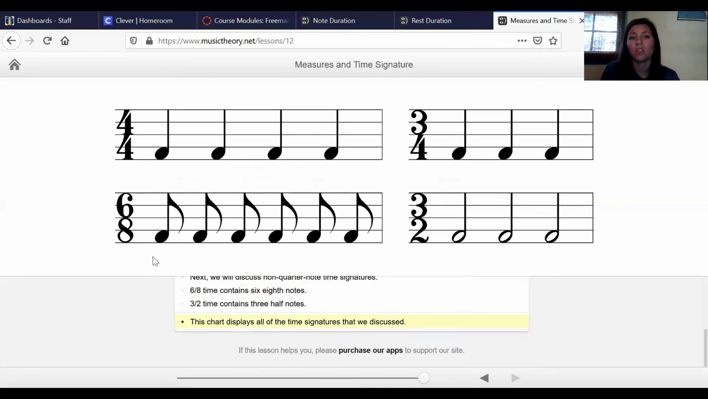And this is just showing you how it's all divided up. So remember, 4/4 time or common time, we have 4 beats per measure. The quarter note is what is getting the beat. 3/4 time, we have 3 beats per measure. The quarter note is still getting the beat. 6/8 time, we have 6 beats per measure. The 8th note is now getting the beat. 3/2 time, the top number is telling us there are 3 beats per measure. The bottom number says that the half note is getting the beat.